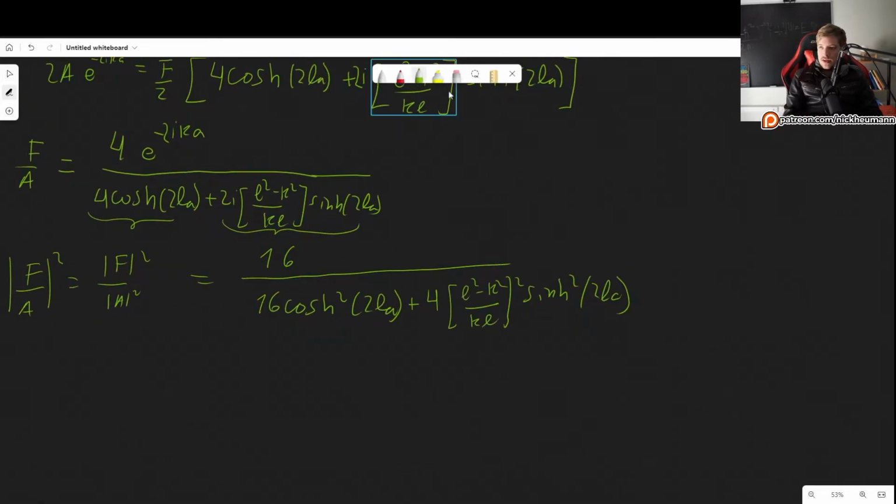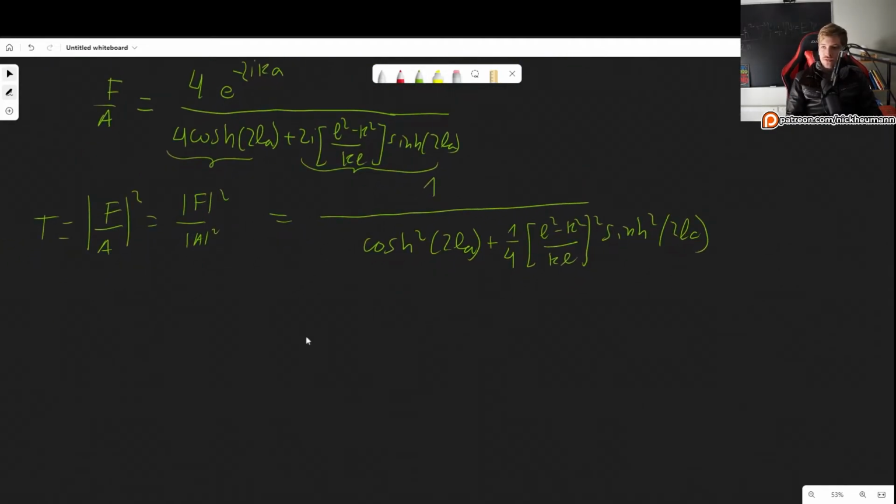And we can now simplify a little bit. So divide by 16, both numerator and denominator. So we get 1 and 1 there. We don't need to write this. And instead of 4, we get 1 over 4. And now we can use the notation that Griffiths likes to use, for example, because we have 1 over this thing. So we can write this as T to the minus 1, right?